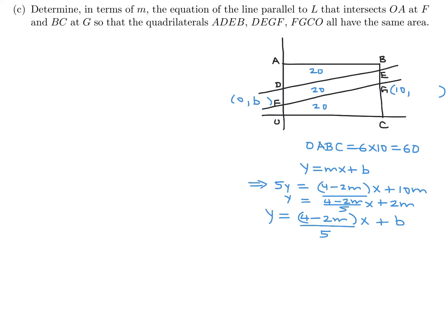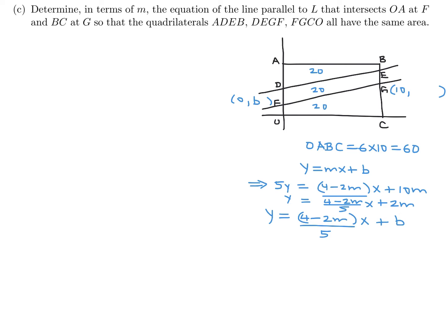Okay, now let's try to figure out b by subbing in some points on FG. Well, the first point, right here, when x is 0, y is b.